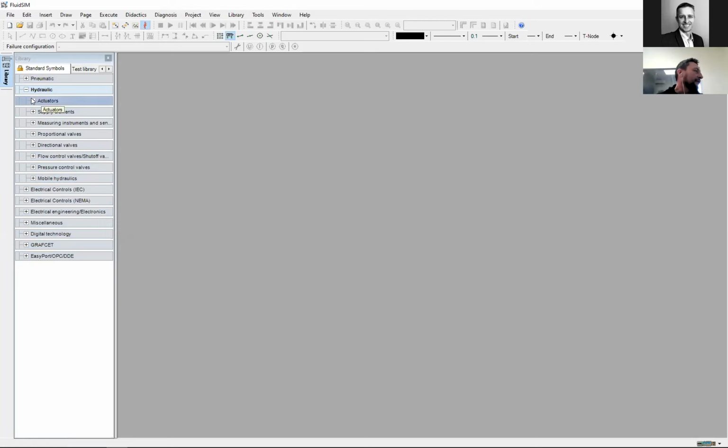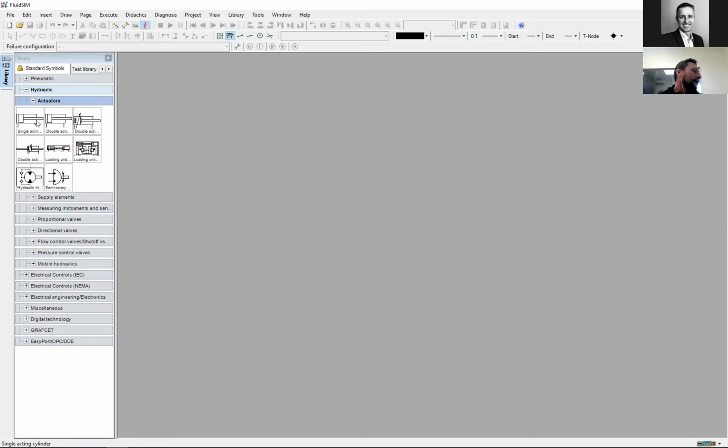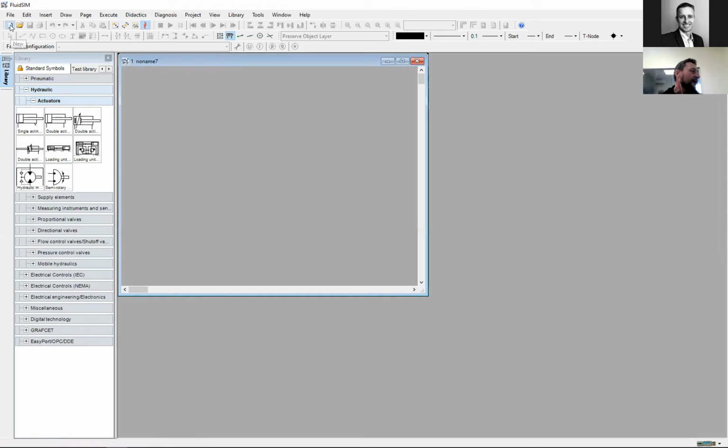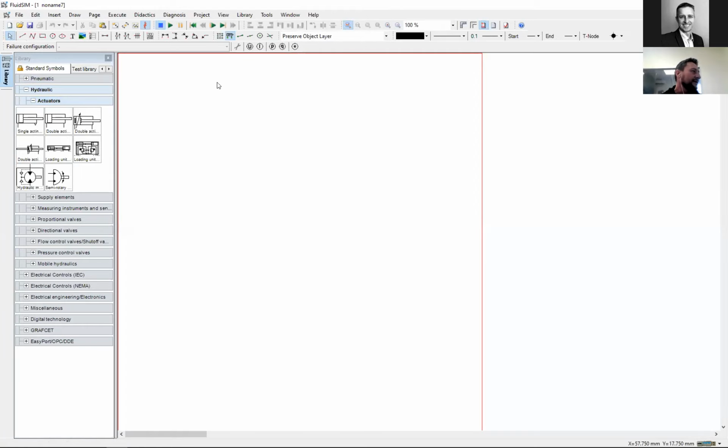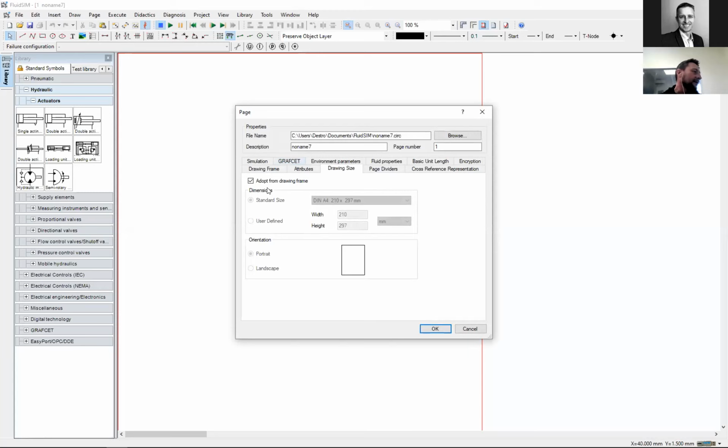Okay, so if I open up the actuators, you can see we have some actuators here. We will have double acting cylinders, single acting cylinders, and then a range of other different types of actuators that can be used. Okay, I'm just going to open up a new blank screen here. And what I'm going to do quickly is extend the size of my drawing screen.